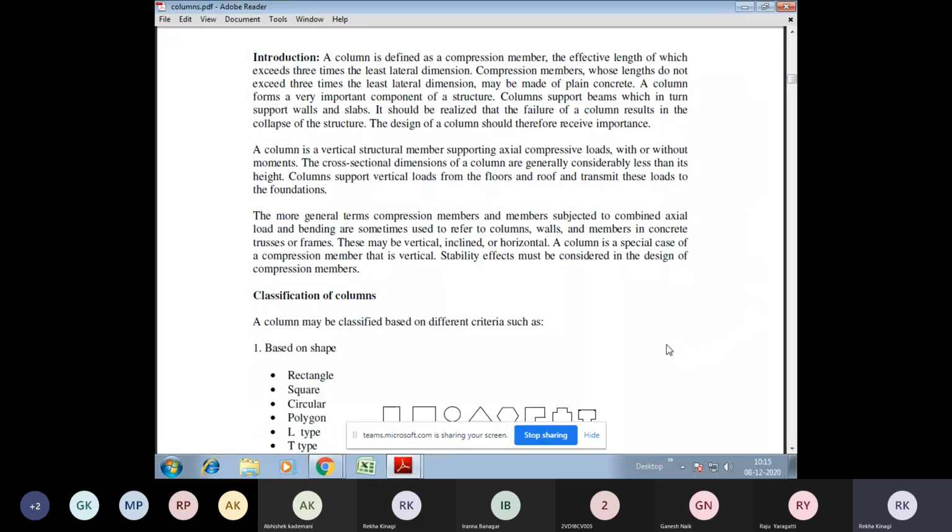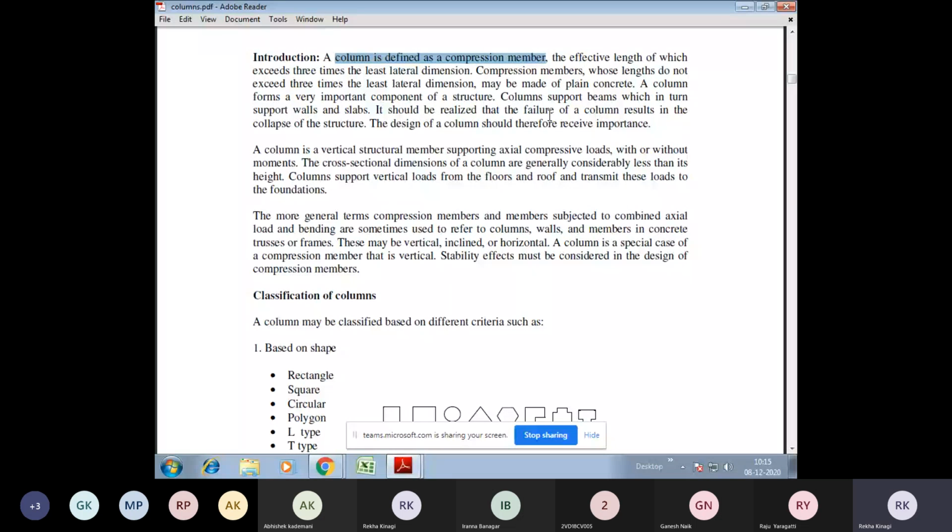Before we start with the design of columns, we need to understand what exactly is this column. What is the difference between the beam and the column? So beam, we can say that it is a flexural member because the major criteria to consider for the design of beam is the bending action, the flexure. Here we can consider this column as a compression member.